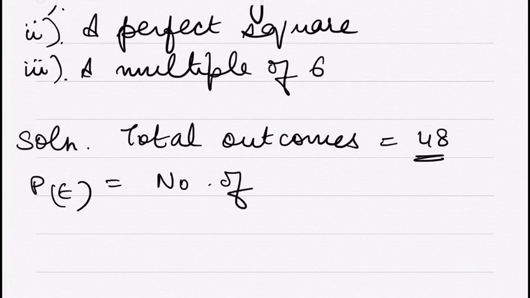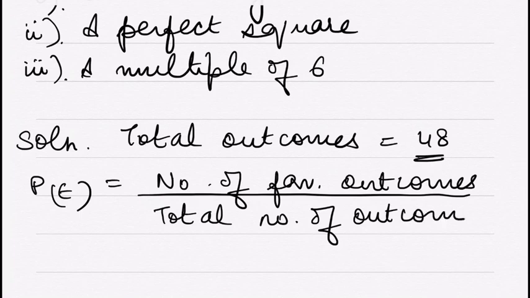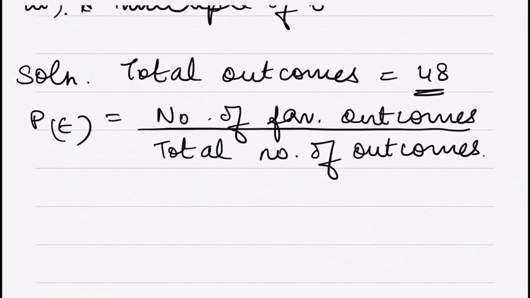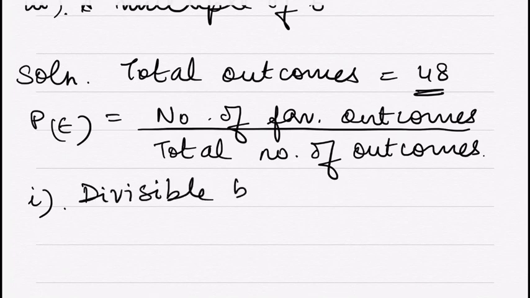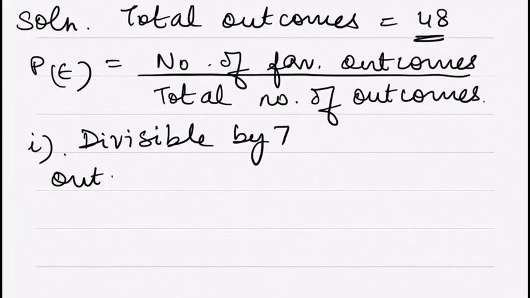And let's write down the formula first. Probability of an event is equal to number of favorable outcomes by total number of outcomes. Okay, now I'll move to the different parts. So divisible by 7, so my outcomes will be what? Let me see what the outcomes are.